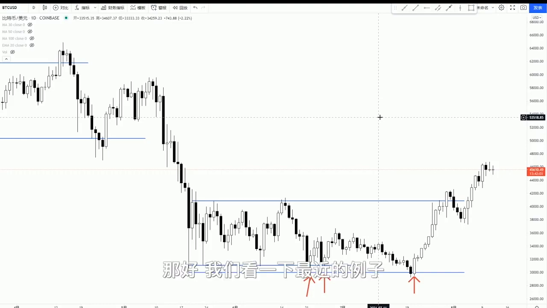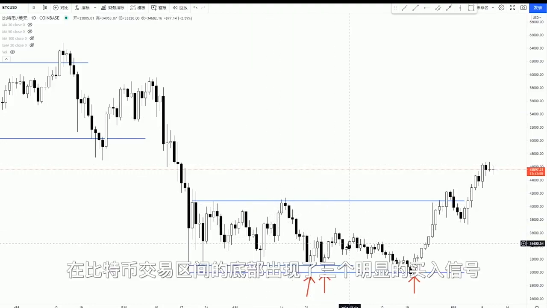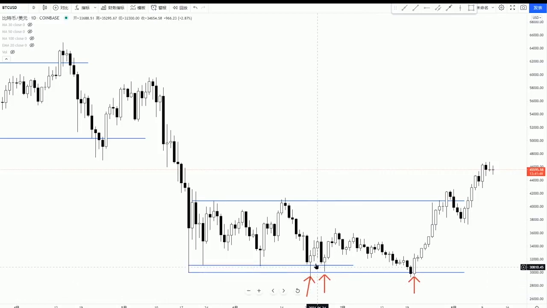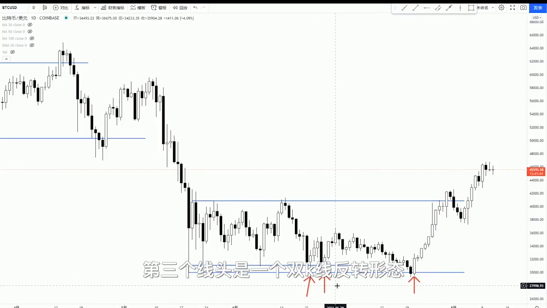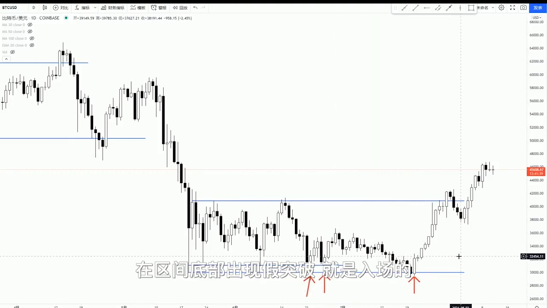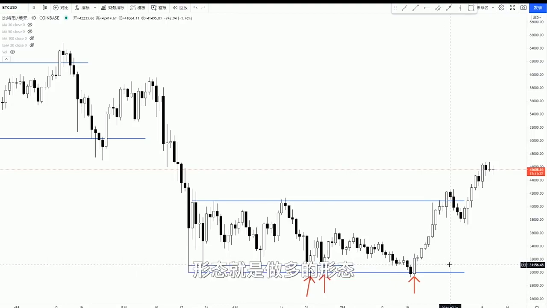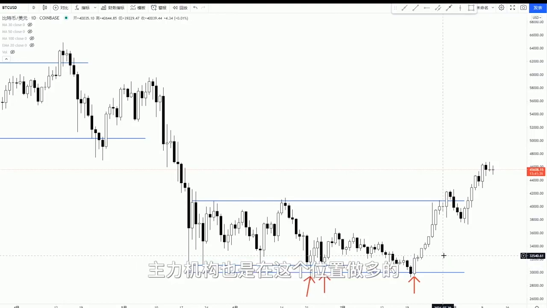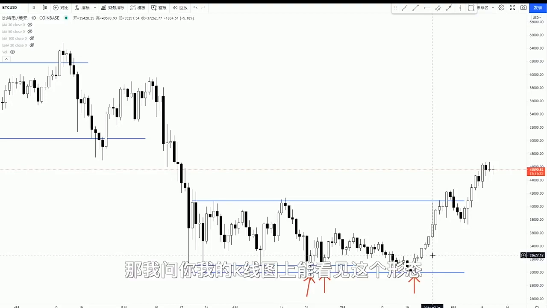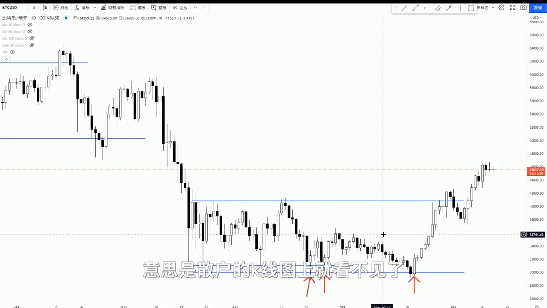So let's look at a recent example. At the bottom of Bitcoin's trading range, there are 3 clear signs of movement. The first arrow is a single K reversal, and the second arrow is a second entry, also a single K-line reversal, and the third is a double K-line reversal pattern. A false break at the bottom of the range is a long entry form, a long ecology. Main institutions are also in this position.